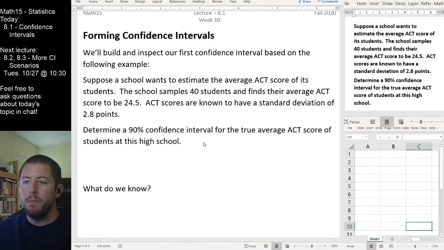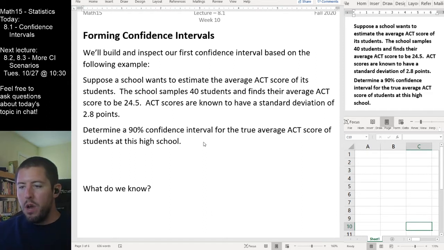So here's our scenario. Suppose a school wants to estimate the average ACT score of its students. The school samples 40 students and finds their average ACT score to be 24.5. The ACT scores in general, nationally, are known to have a standard deviation of 2.8 points. What we would like to do is determine a 90% confidence interval for the true average ACT score of the students at this high school.